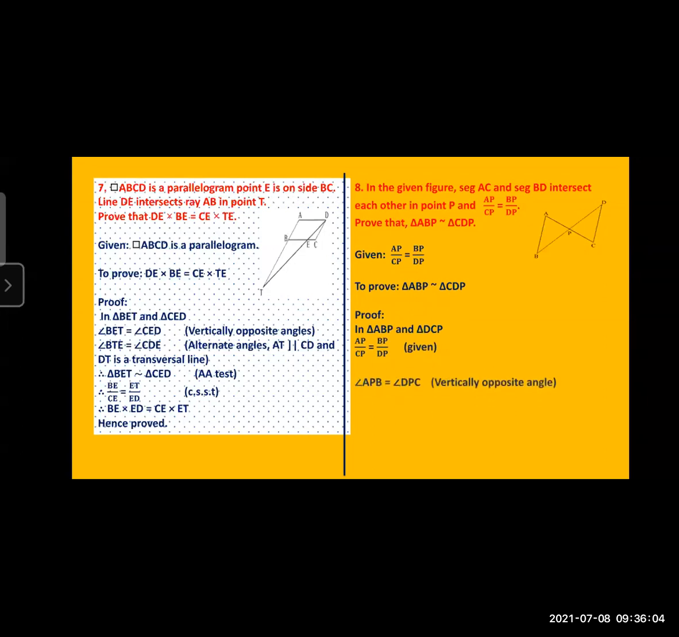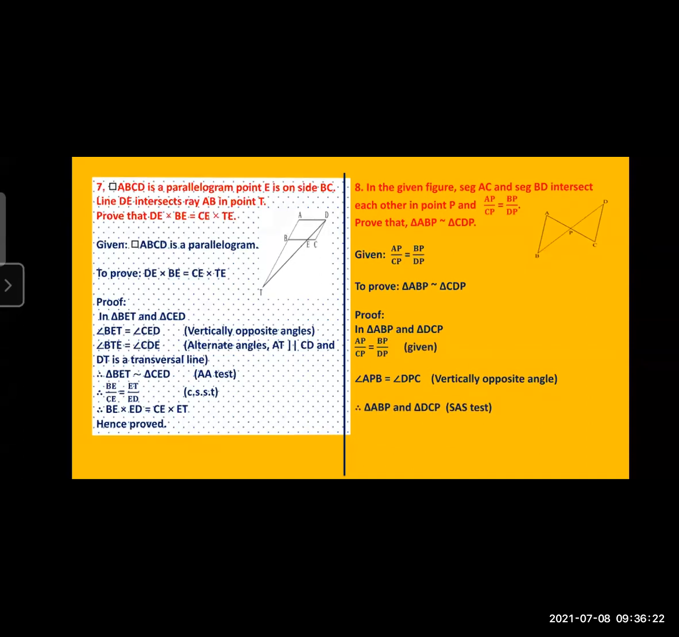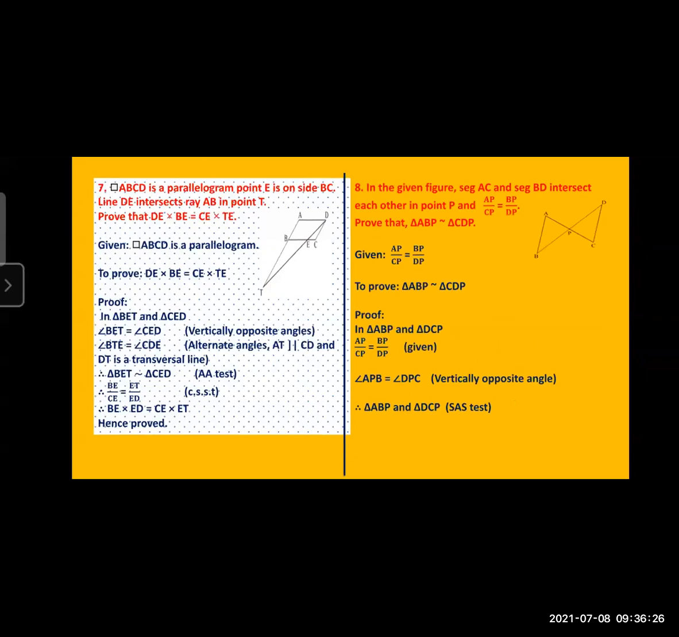Okay. And the second one is angle APB is equal to angle CPD, vertical opposite angles. So students, see, two sides are in proportion and one angle is congruent. Then we say that these two triangles are similar by the SAS test of similarity. Okay. So these two triangles are similar by SAS test of similarity.